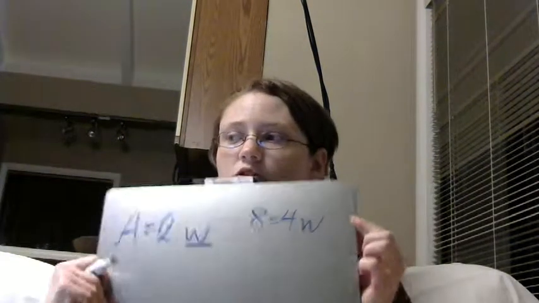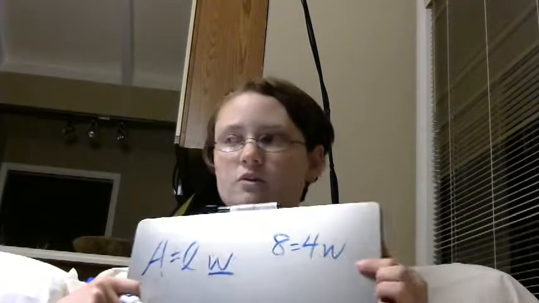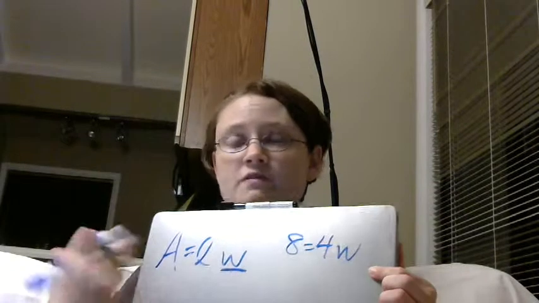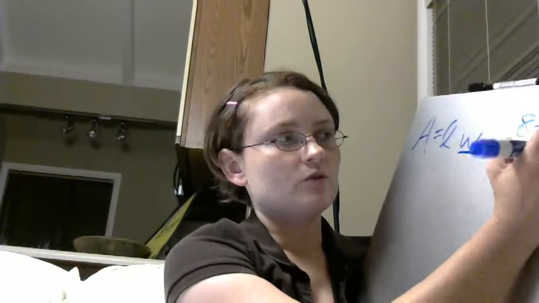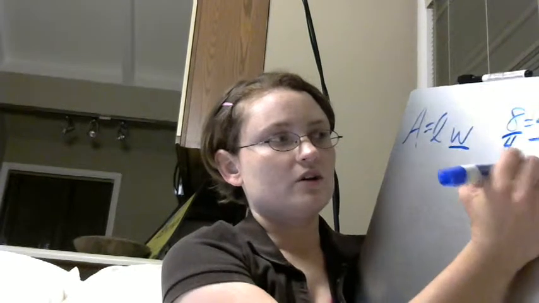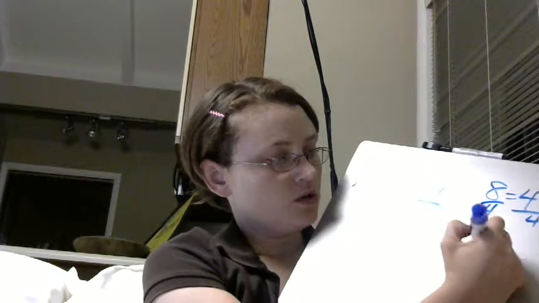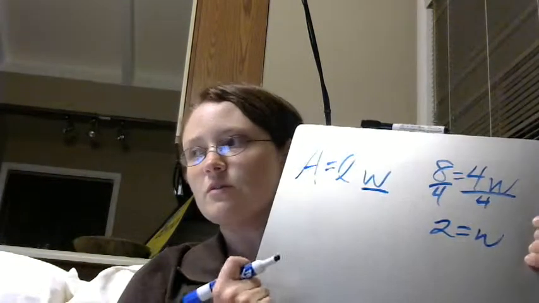This is the kind of thing you're used to looking at, right? 8 equals 4W. How would you get the W by itself? How would you solve for W? You divide by the thing that's multiplied by it, right? So divide by 4 on both sides, and you simplify that, right? 8 over 4 is 2. 2 equals W, all right? So just like we did with numbers, do the same thing with the letters.